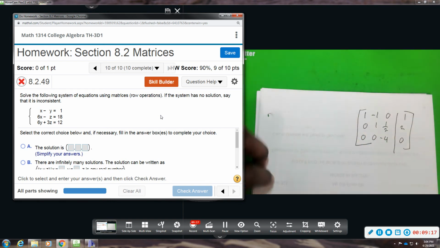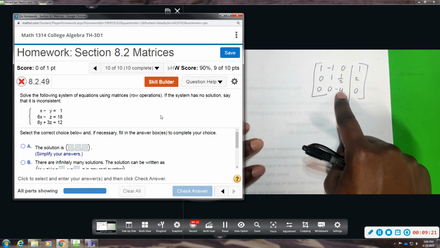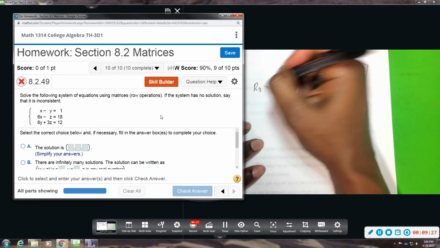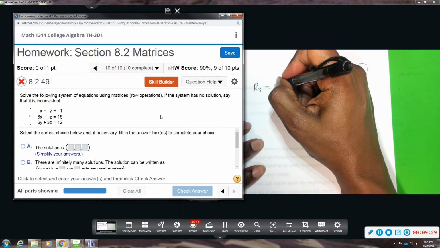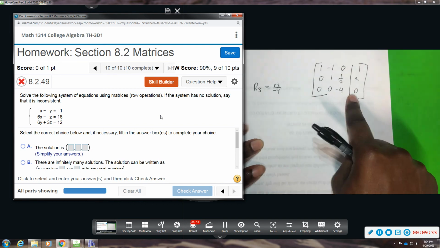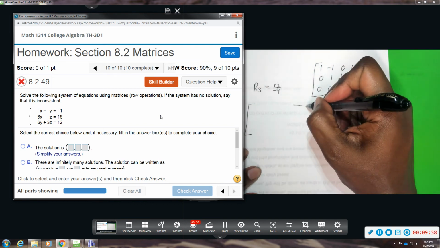Okay, from here, I want this to be a 1. So the way I can do that is divide by negative 4. So I'm going to say row 3 is going to equal row 3 divided by negative 4. So I'm going to replace this. So my first two rows will stay the same.